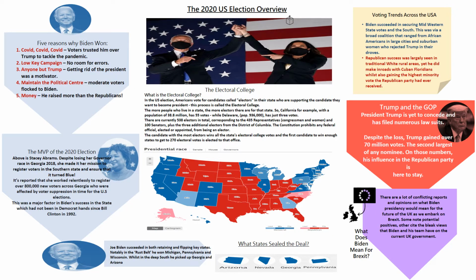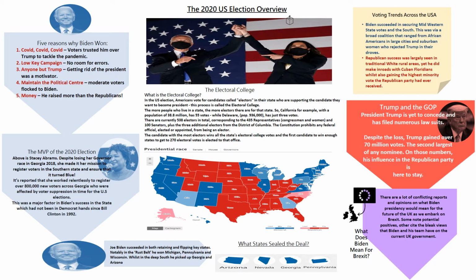This slide here just gives you an overview of the 2020 US election. Underneath it says Electoral College. What is the Electoral College? As I just mentioned, in the US election, Americans vote for candidates called electors in their state who are supporting the candidate they want to become president. And this process is called the Electoral College. The more people who live in a state, the more electors there are for the state. So California, for example, with a population of 38.8 million, has 55 Electoral College votes, whereas Delaware, which only has a population of 936,000, has just 3 votes.